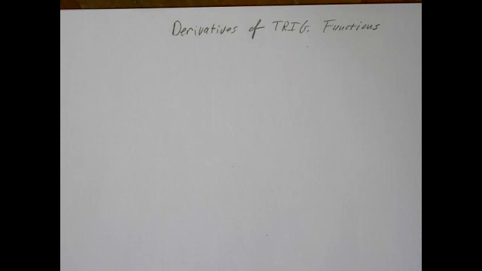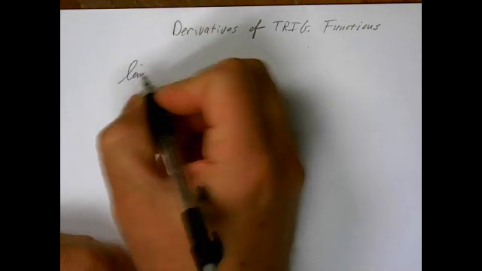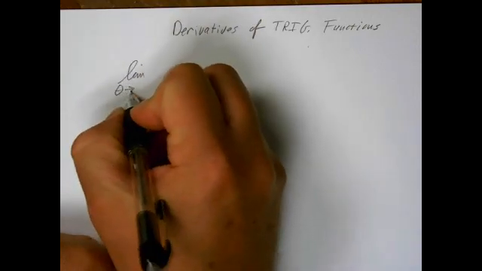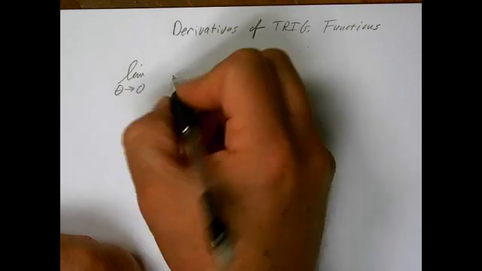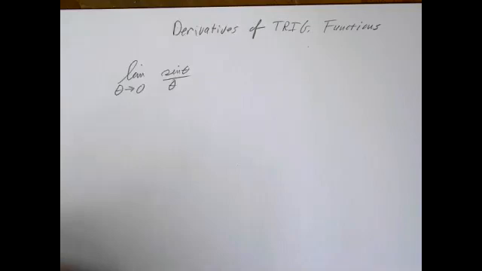Now, I'll walk through one of them by hand, but before I do, there's a couple of limits that are going to come up that I want to go ahead and mention. If you look at the limit as theta approaches 0 of sine theta over theta, I want to talk about this one for a minute.